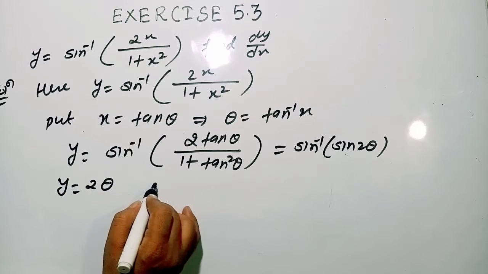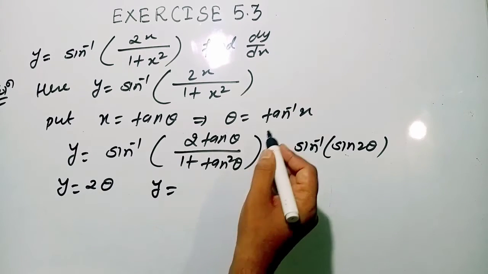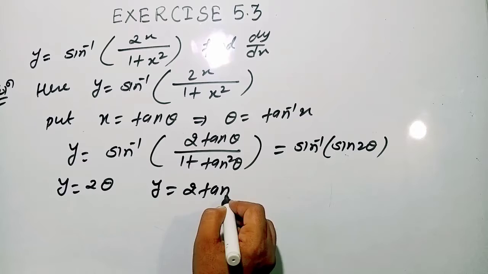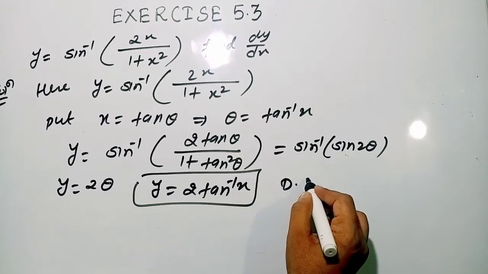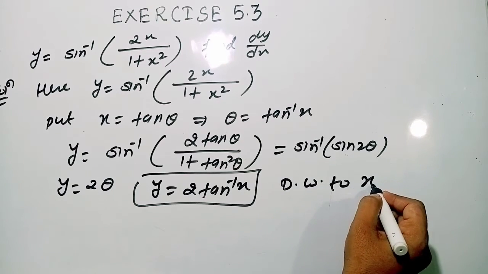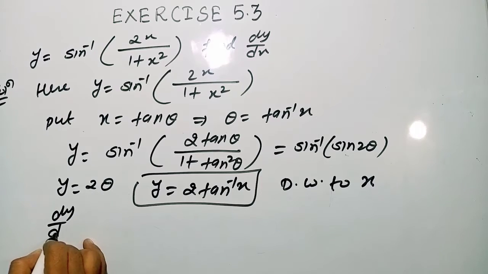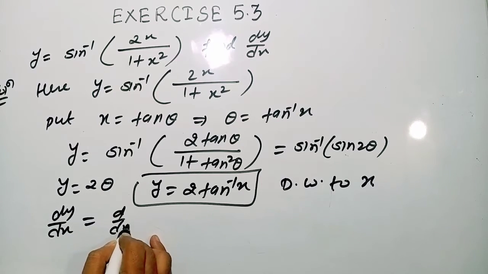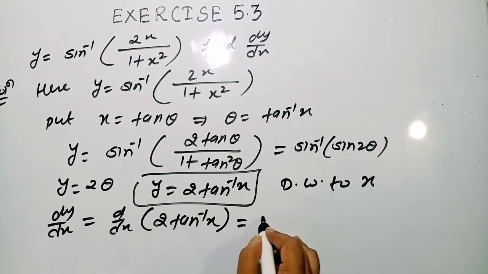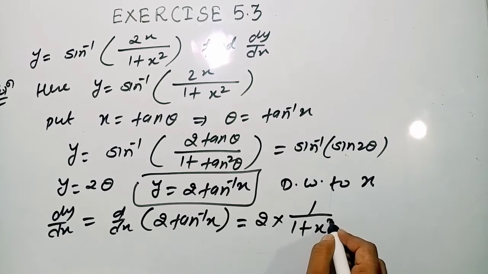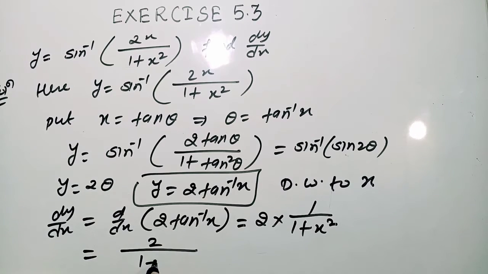Now put the value of theta, so tan inverse x. Okay, now this equation will be differentiated with respect to x. So we are getting over here dy by dx, derivation of tan inverse x, so differentiation of tan inverse x is what? 1 upon 1 plus x square. So finally we are getting 2 upon 1 plus x square. Okay, now students, moving to the next question.